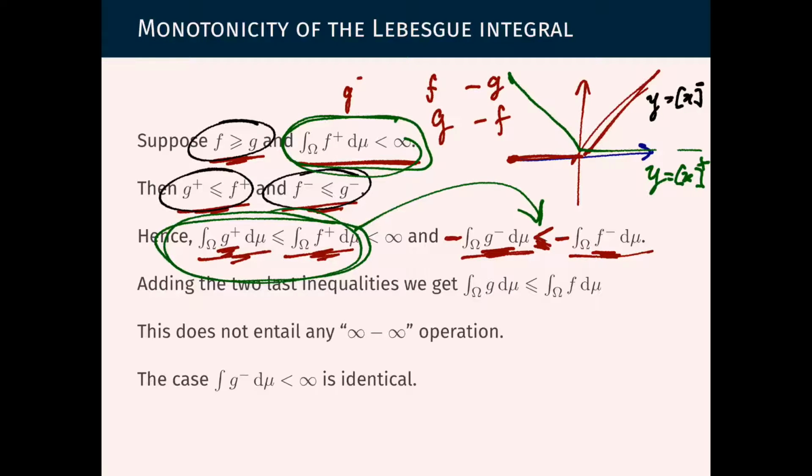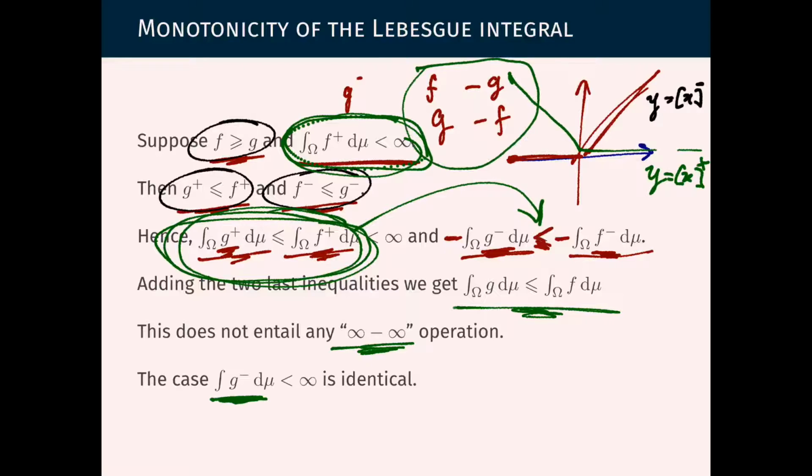And from here, we can conclude the integral of g stays below the integral of f. We do not get an infinity minus infinity operation exactly because these two are finite. And as I said already, the case when the expectation of g minus is finite instead of the expectation of f plus will be handled identically. We just need to switch f by minus g and g by minus f, and we'll be in the previous case.